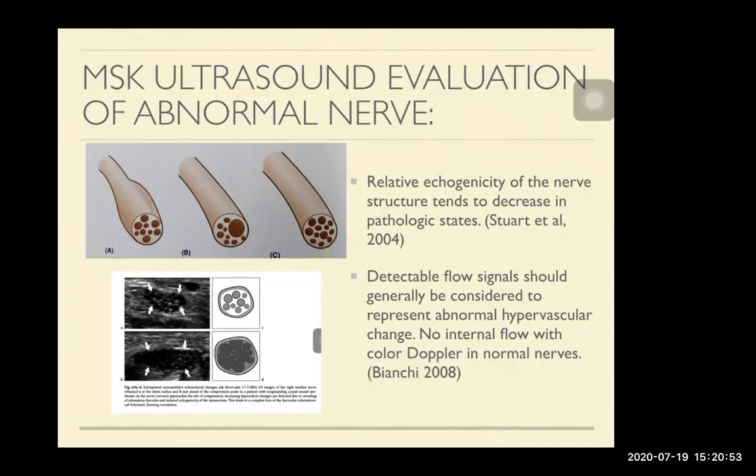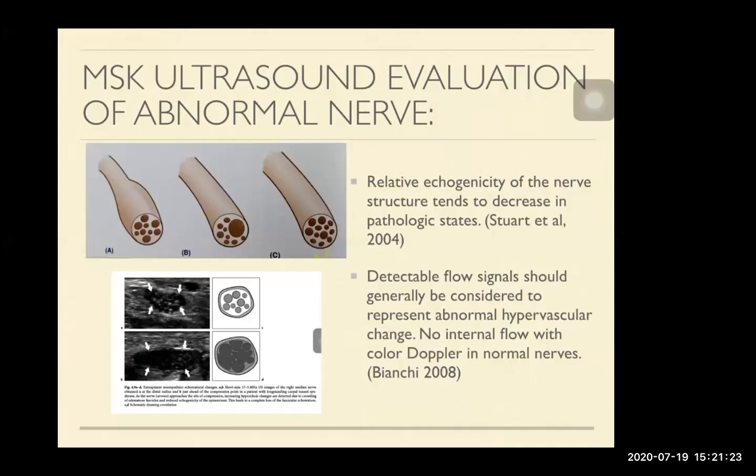And then, of course, one other thing that you need to do is use a power Doppler. When you use a power Doppler, there may be flow signals that indicate abnormal hypervascular change. If this is present in such a nerve, then we can consider this nerve to be abnormal, because normally there should be no internal flow with color Doppler in normal nerves.